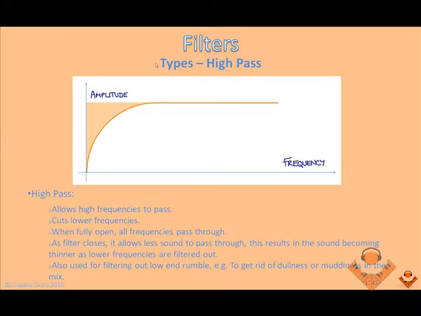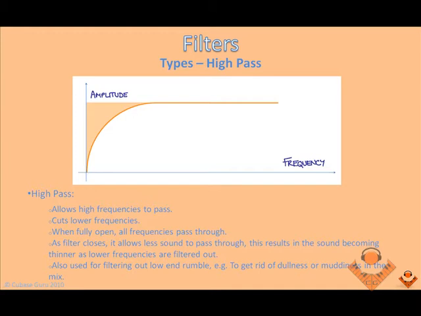The next section is our high pass filter. And the sharp ones amongst you, yes, you would have guessed it. It's exactly the opposite of a low pass filter. It allows the high frequencies to pass, which is the white section, and cuts the lower frequencies. When it's fully opened, all frequencies will pass through. As the filter closes, it allows less sound to pass through. This results in the sound becoming thinner as lower frequencies are filtered out.